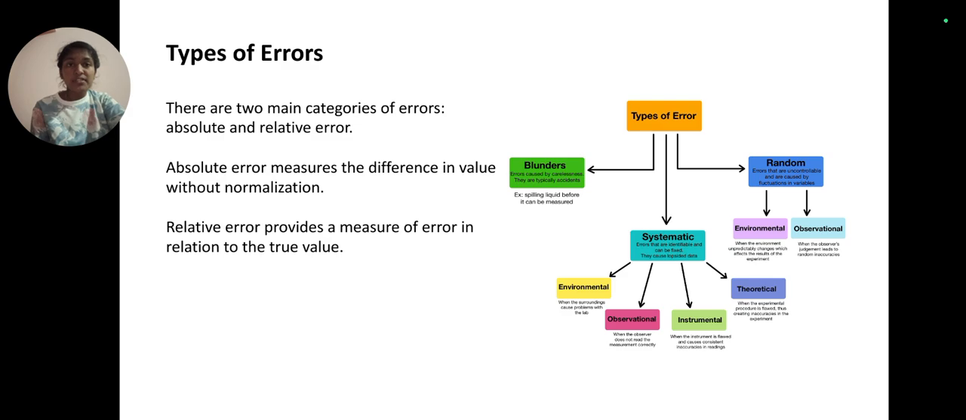Types of errors. There are two main categories of errors: absolute and relative errors. Absolute error measures the difference in value without normalization. Relative error provides a measure of error in relation to the true value.